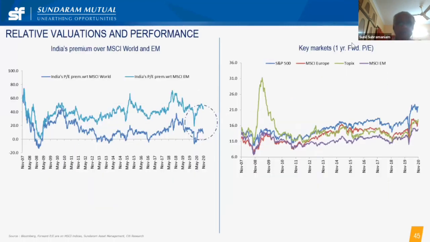The second thing, from a valuation perspective. So the right-hand side graph, if you look at first, it tells you that the most highly valued market is the US, S&P 500 in blue, highest PE ratio. Then you have Europe and Japan, more or less close to each other.